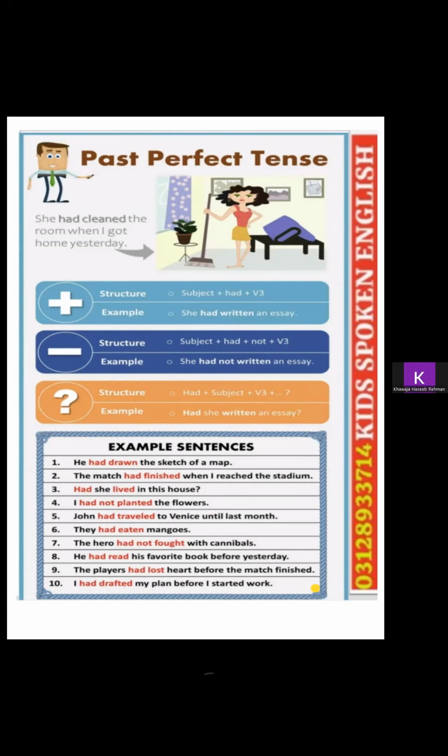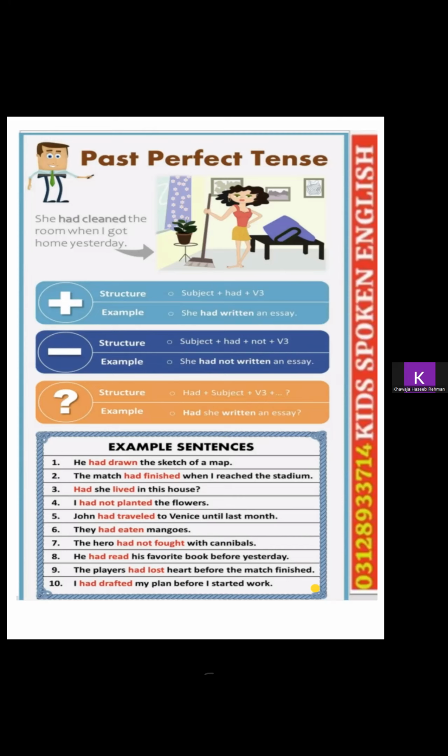Okay. As you can see, a lot of examples are there. So I'm going to read the examples. He had drawn the sketch of a map. The match had finished when I reached the stadium. It means when he reached the stadium, the match had already finished. Okay?